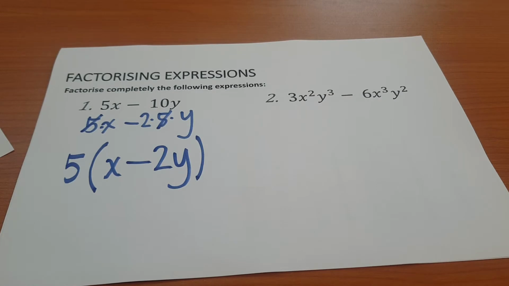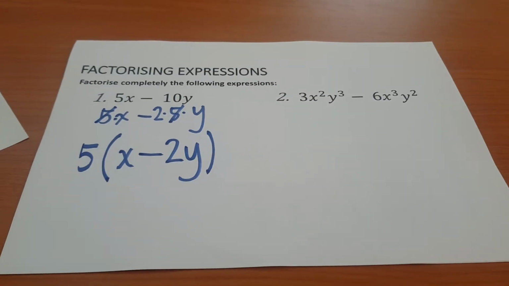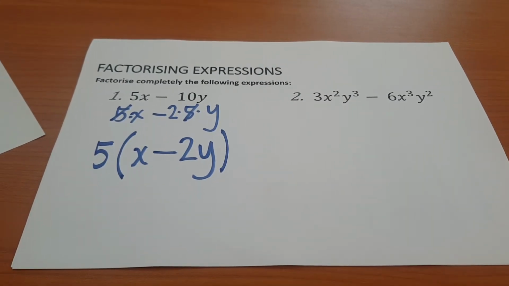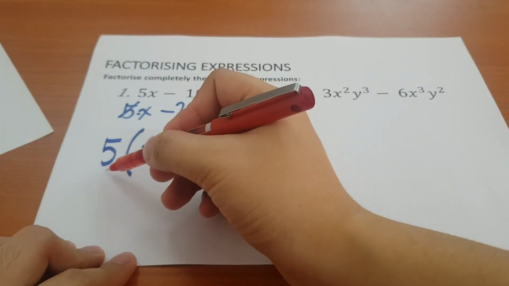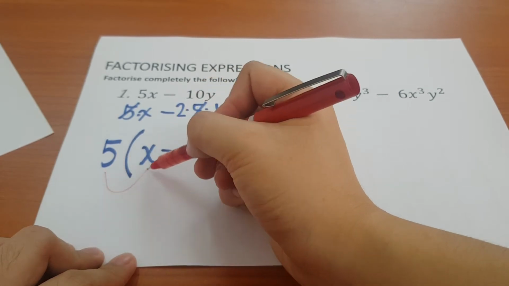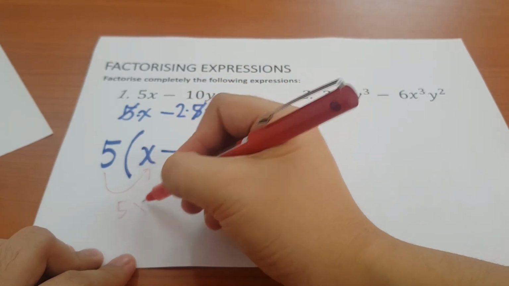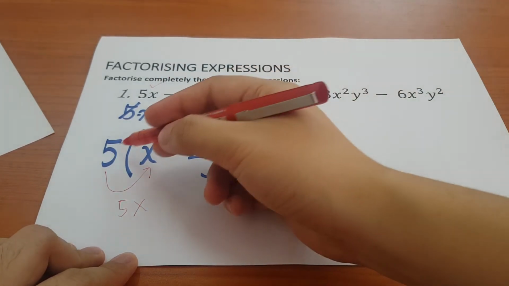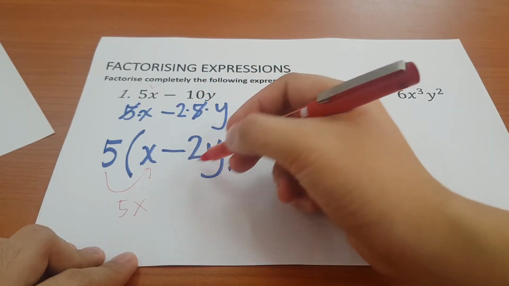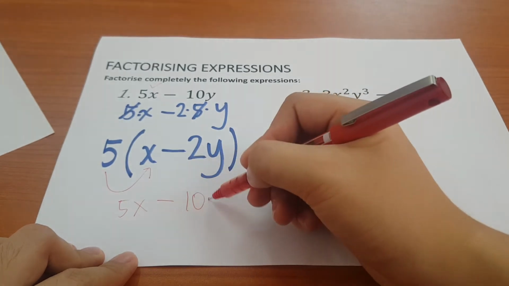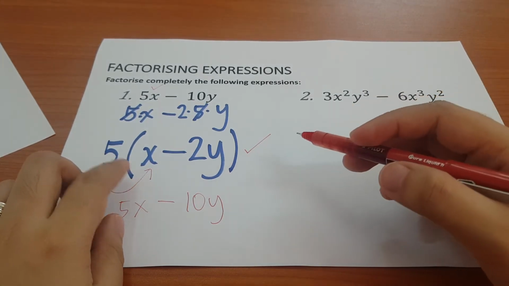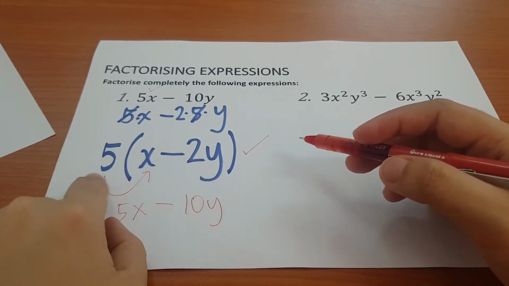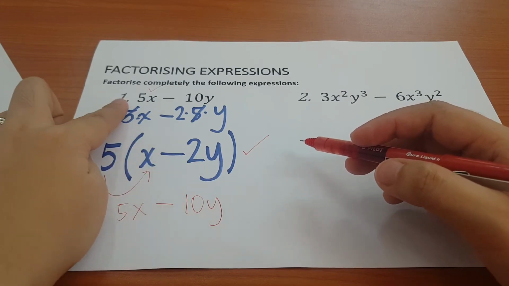And how to check whether your answer is right is, if you remove the bracket, you should get the original, you should get the given. So let's try. 5 multiplied by x is 5x. 5 multiplied by minus 2y is minus 10y. Therefore, 5 multiplied by x minus 2y is the correct factor of our example number 1.